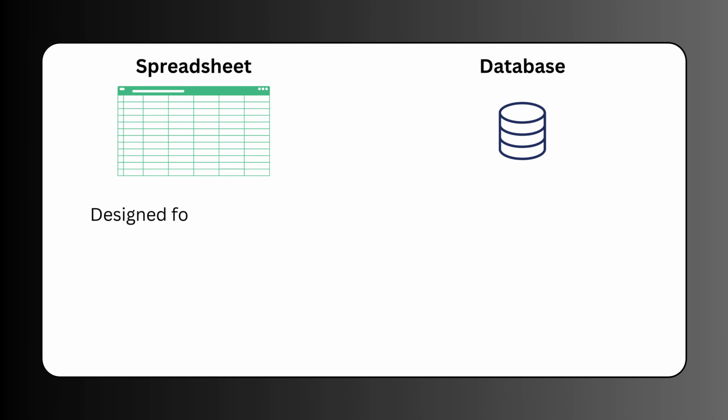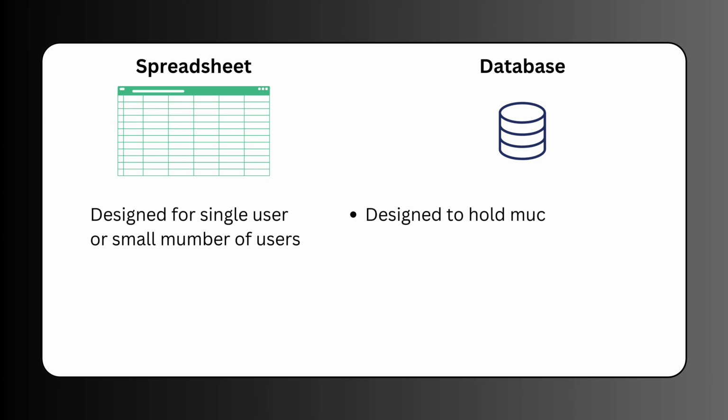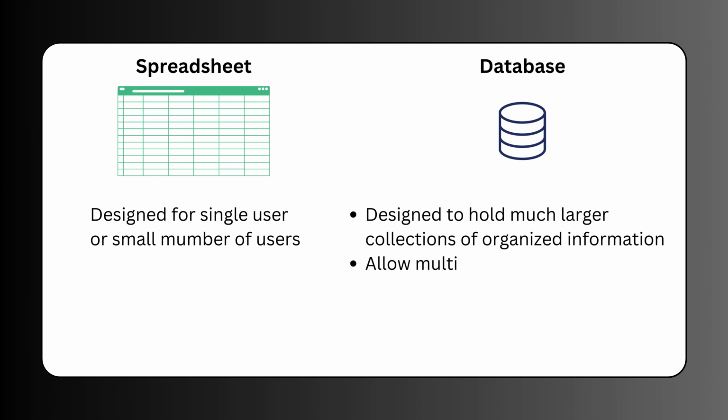So the spreadsheets were originally designed for one user and their characteristics reflect that. They are great for a single user or a small number of users who don't need a lot of complicated data manipulation. Databases, on the other hand, are designed to hold much larger collections of organized information, massive amounts sometimes. Databases allow multiple users at the same time to quickly and securely access and query the data using highly complex logic and language. And databases might seem like a new and a different concept, but most of us interact with them every day.